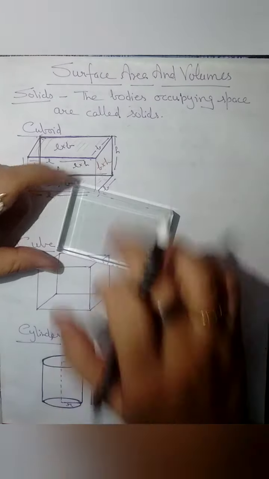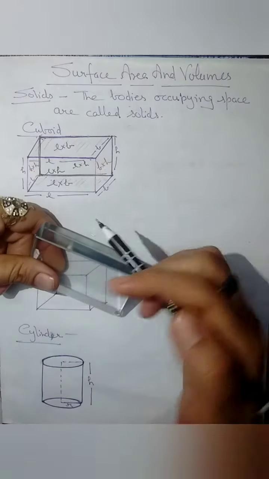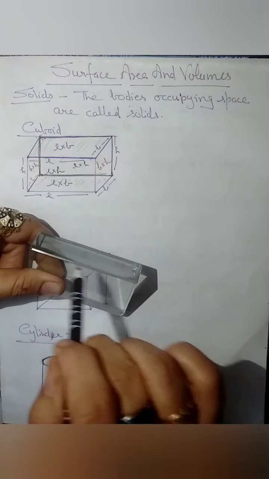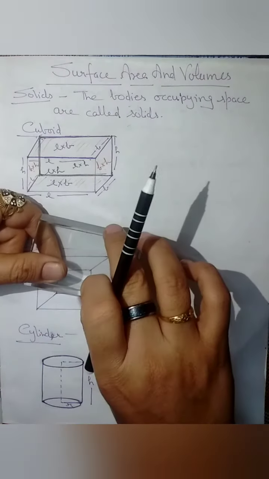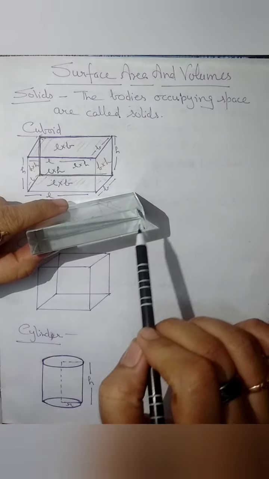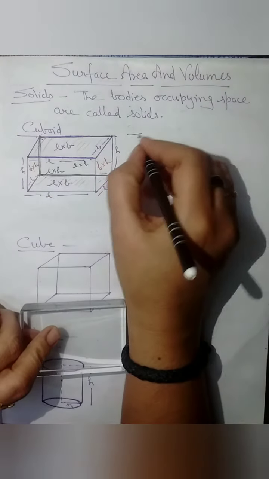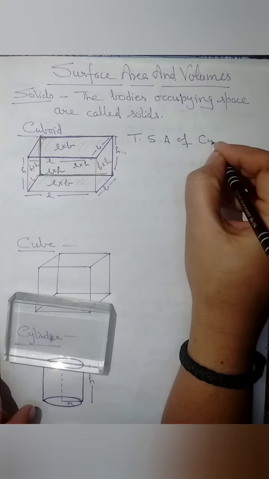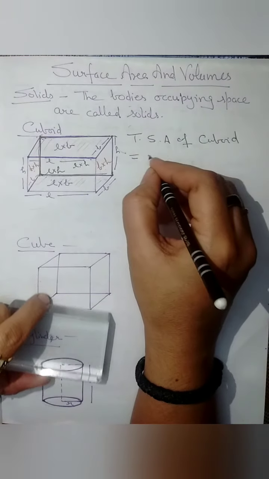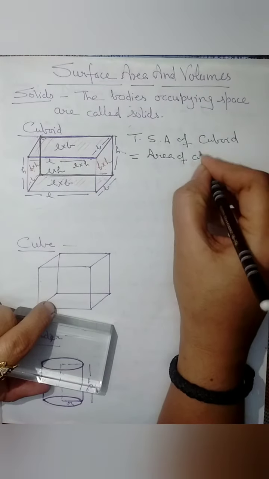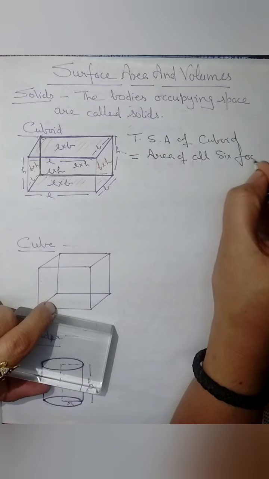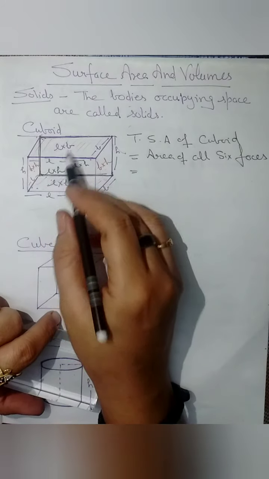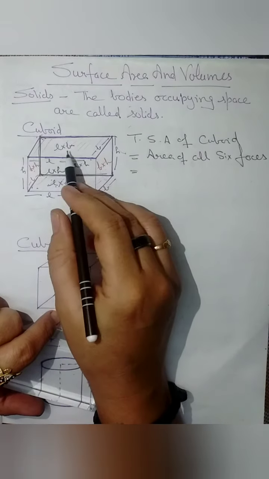Now which one is left? This one. If you see here, this is H and this dimension is L. So the area of this rectangle will be L multiplied by H, and in the same way this will also be L multiplied by H. So the total surface area of the cuboid will be equal to the area of all 6 faces. Firstly, we will take the bottom and top. Total L multiplied by B, L multiplied by B.